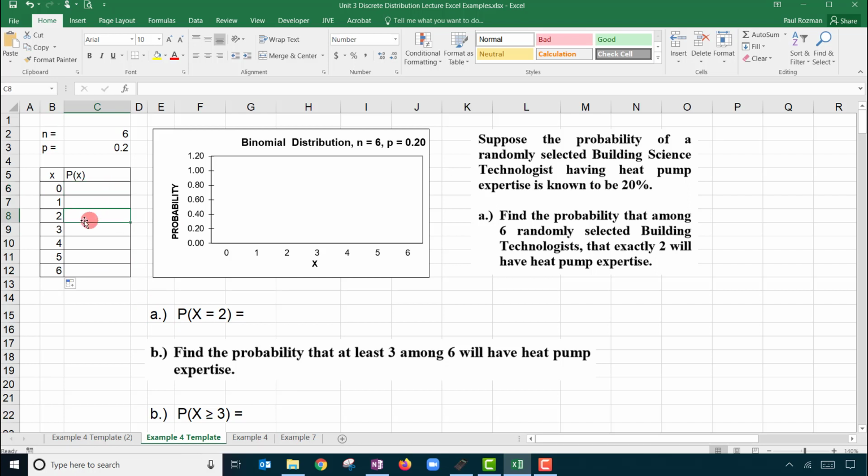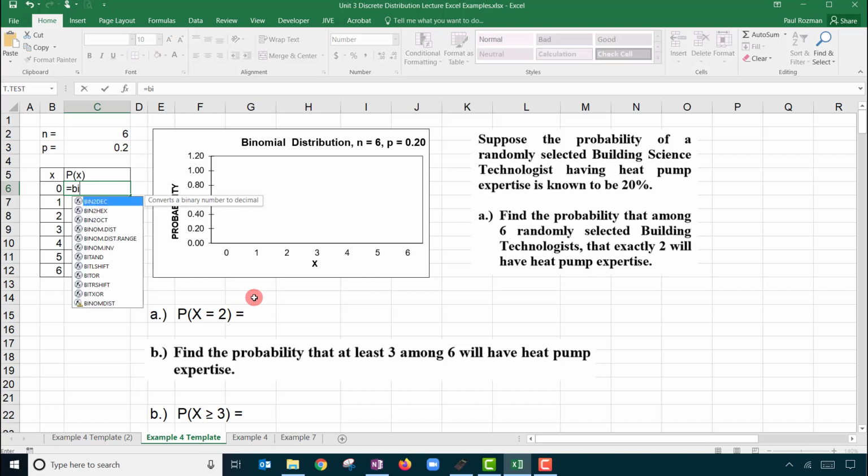Remember, we did the probability of 2 successes. Now I want the probability of 0 successes, 1 success. I want to see all of them so that I can create this graph. To do that, you use the formula called binomial dist. As I start typing bin, you'll see some options. We want to use binomial.dist.